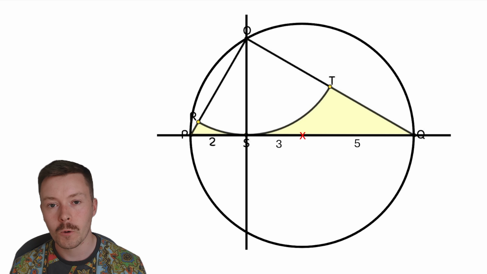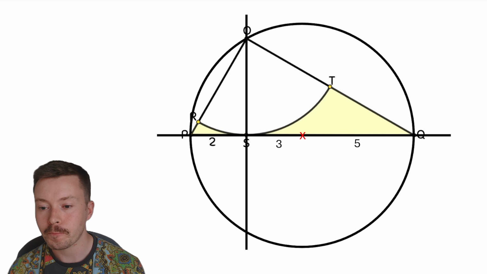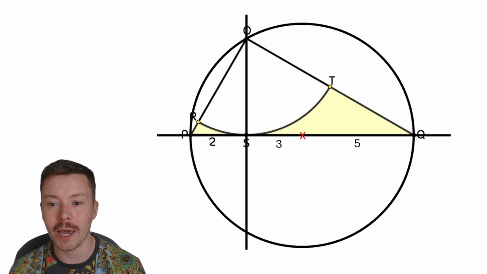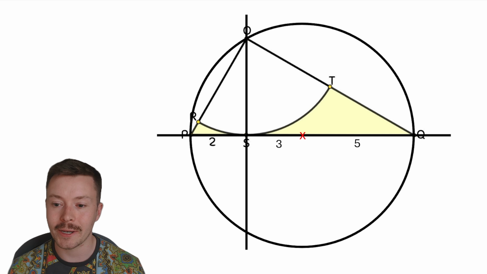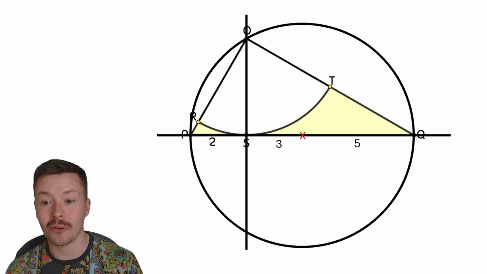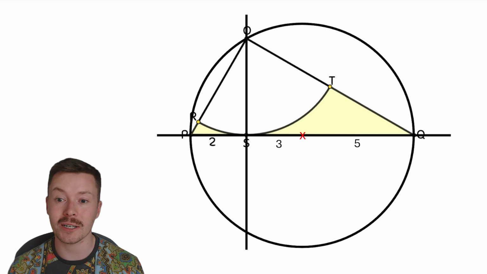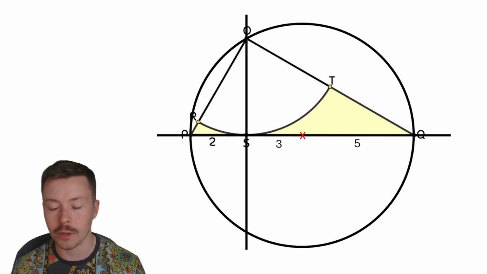Now from there, what we could do is use the equation of a circle. The equation of this circle would be x minus 3 all squared plus y squared is equal to 5 squared. And then we could solve that and find where it would intersect with the x-axis, and that would give us the coordinates of O, and we could proceed that way. So you could do it that way as well.